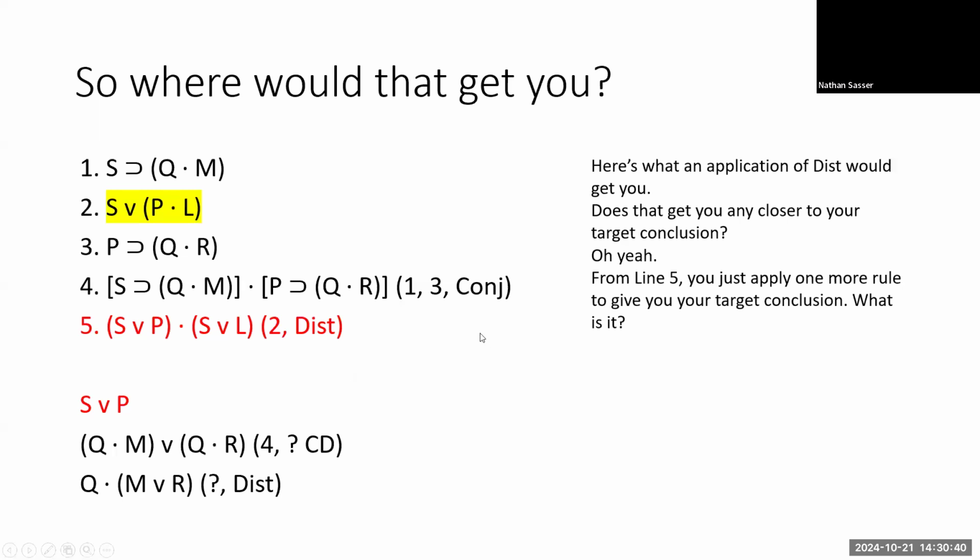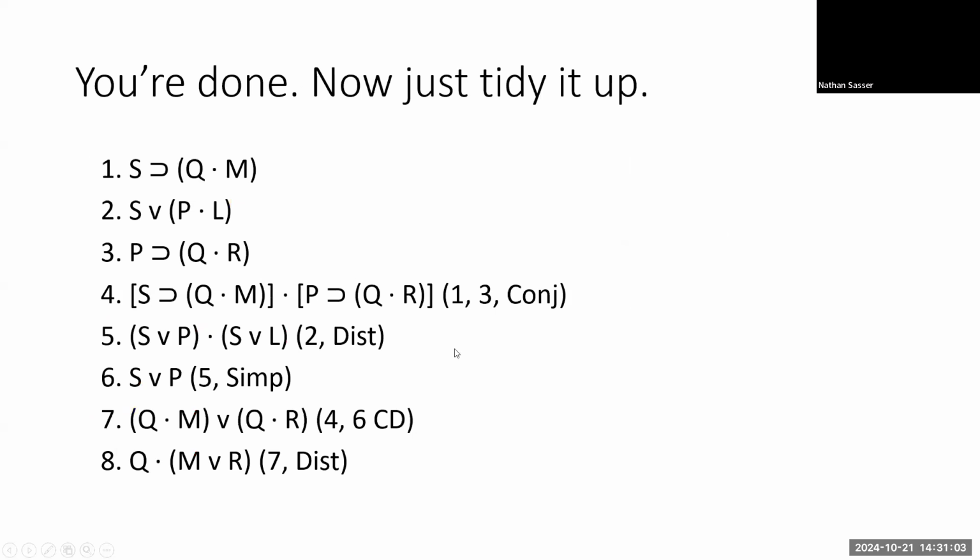Well, what rule do we need to apply then to line 5 in order to connect the dots and get all the way to our target conclusion? Think about your rules. It's one you know. Do you want a hint? It's an implication rule. You got it? Yes! Simplification. Boom! There it is. Now we're done. We have connected the dots. All we got to do is tidy up. All I did, add in numbers, and we're done.